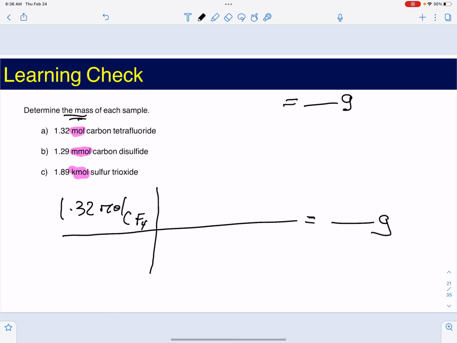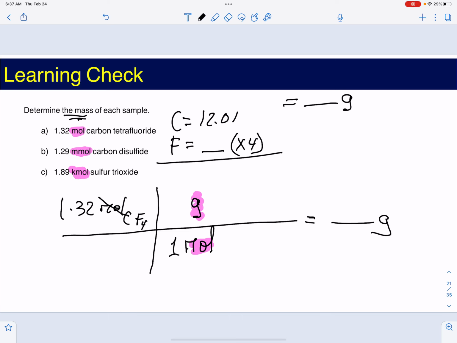Well, what we're going to do, we do not want the moles, right? Because we want the grams. So this one goes straight into molar mass. So this is straight from the periodic table. So 1 mole of carbon tetrafluoride is going to be, carbon is 12.01, fluorine is times 4. So I do not know fluorine from memory. So let's solve that right away.